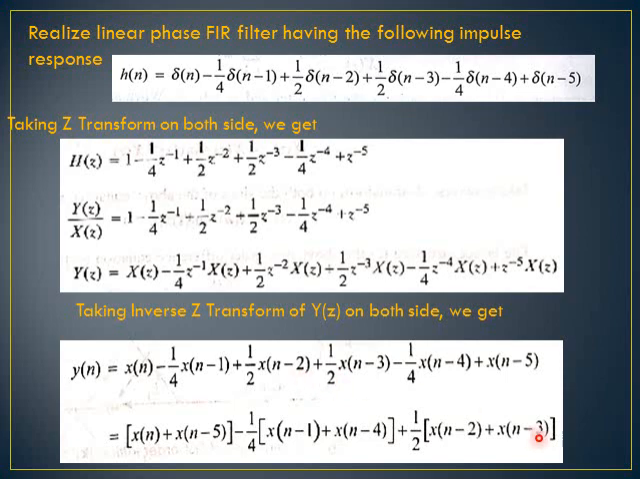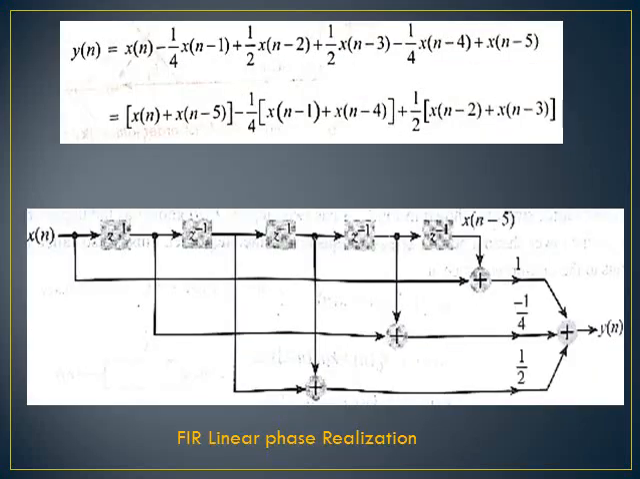So x of n minus 2 and x of n minus 3 have been combined with a coefficient of 1 by 2. So let's check its output. As here we have 5 delays: x of n, n minus 1, n minus 2, n minus 3, n minus 4, n minus 5. So x of n and n minus 5 should be added. X of n is added with n minus 5, which is output 1.